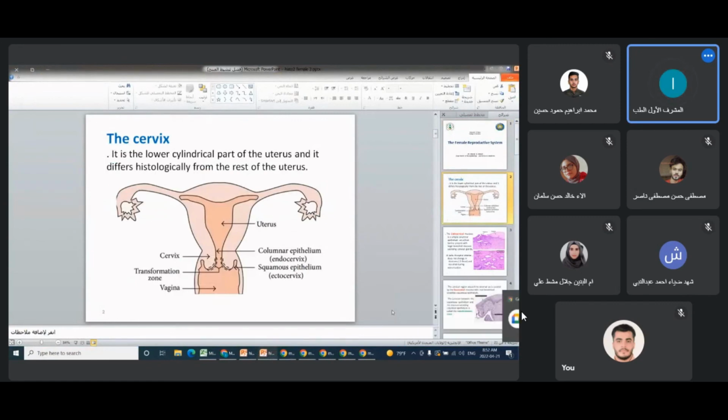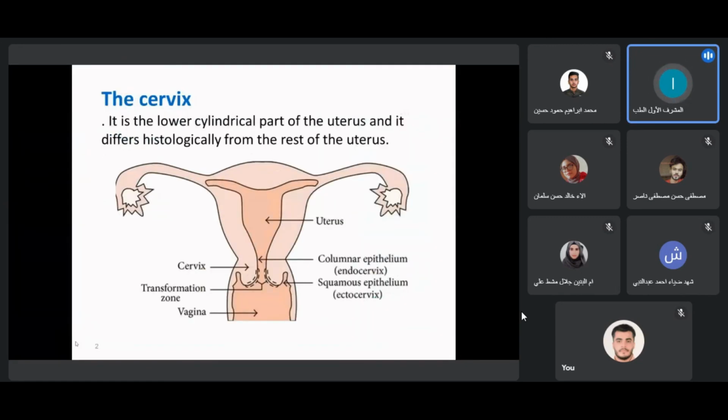The next part is the cervix, which is considered the lower part of the uterus, the cylindrical lower part. And this is important as it's histologically different from the rest of the uterus.